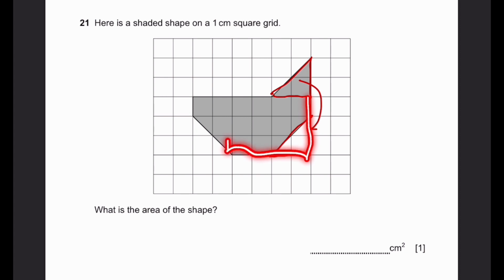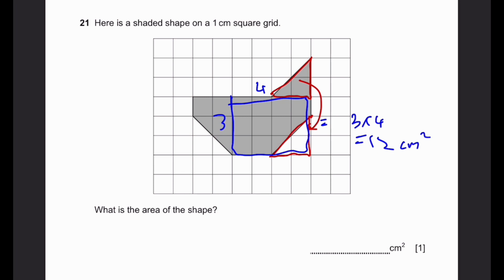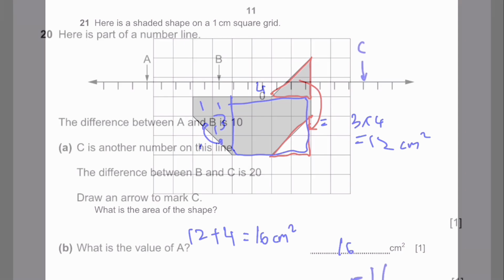Now we see a full rectangle over here. And I'll just mark that here. So this rectangle's area is going to be 3 into 4. That'll be equal to 12 centimeters squared. Now the remaining is 1, 2, 3 squares. And then these two form 1 square, because there'll be 2 small triangles. These are halves of the square. So there'll be 4 more here. And now we just add 12 plus 4, which makes 16 centimeters squared. That's the answer.